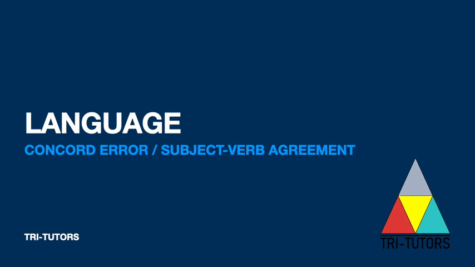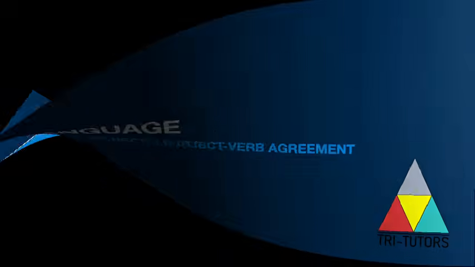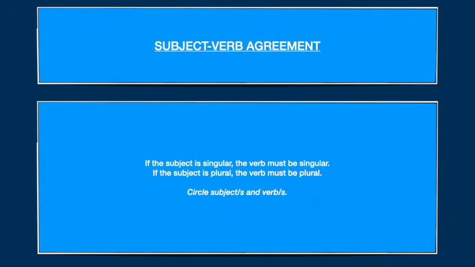In today's language-focused video, we're going to be looking at Concord errors, otherwise known as subject-verb agreement errors. So what is subject-verb agreement before we get to any sort of errors involved? Subject-verb agreement is when the subject in the sentence agrees with the corresponding verb in the sentence. A simple way to remember it is if the subject is singular, the verb must be singular. If the subject is plural, the verb must be plural.